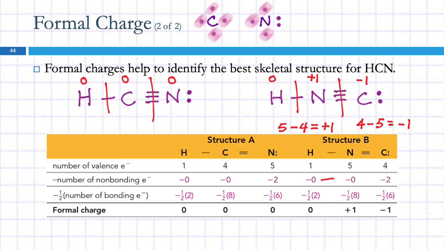So that can help you. Carbon's usually going to have 4 bonds. Nitrogen's usually going to have 3 bonds. Oxygen's usually going to have 2 bonds. Halogens are going to have 1 bond most of the time.